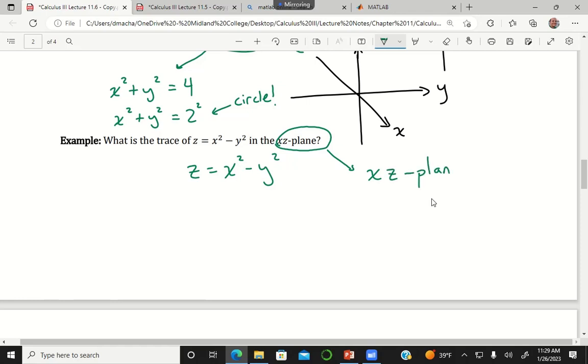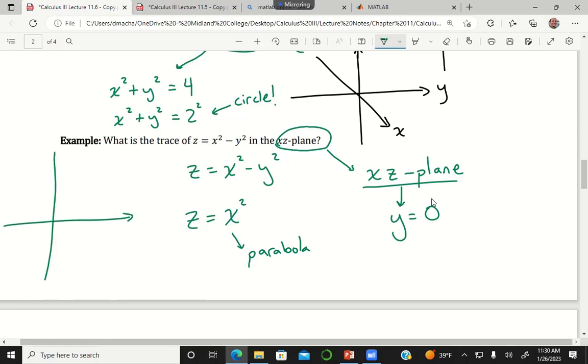Well, in the xz plane, what variable is constant? Y. Yeah, in this xz plane, y is constant and y equals 0. So if I just set y equal to 0, the trace is going to be z equals x squared, so the trace is going to be a parabola. So here's my xz plane, and then this parabola would look like this.